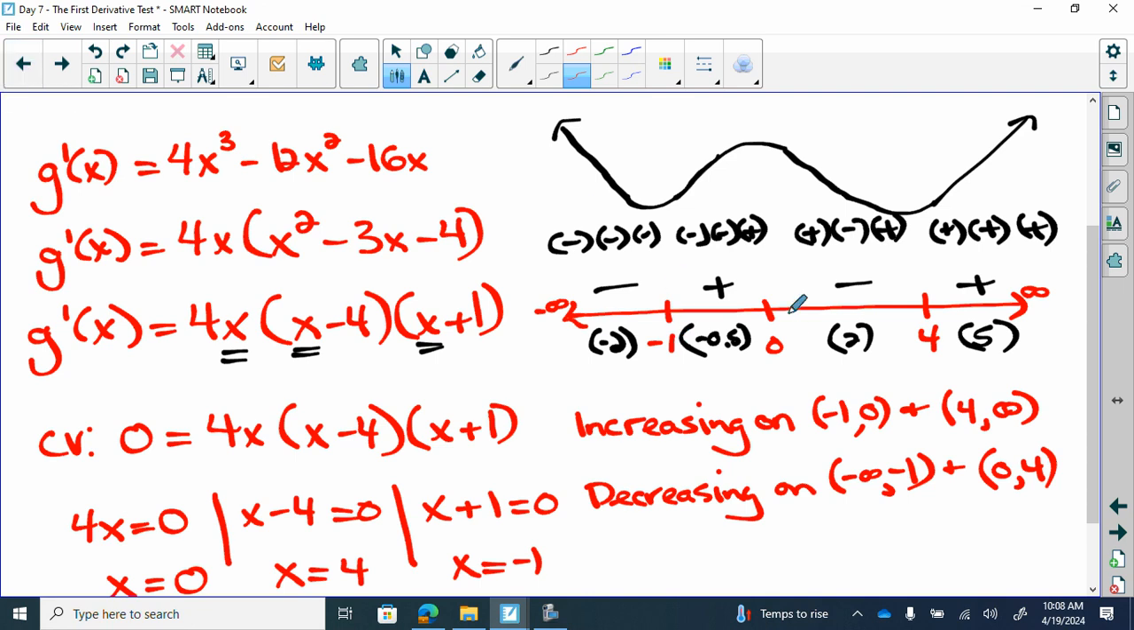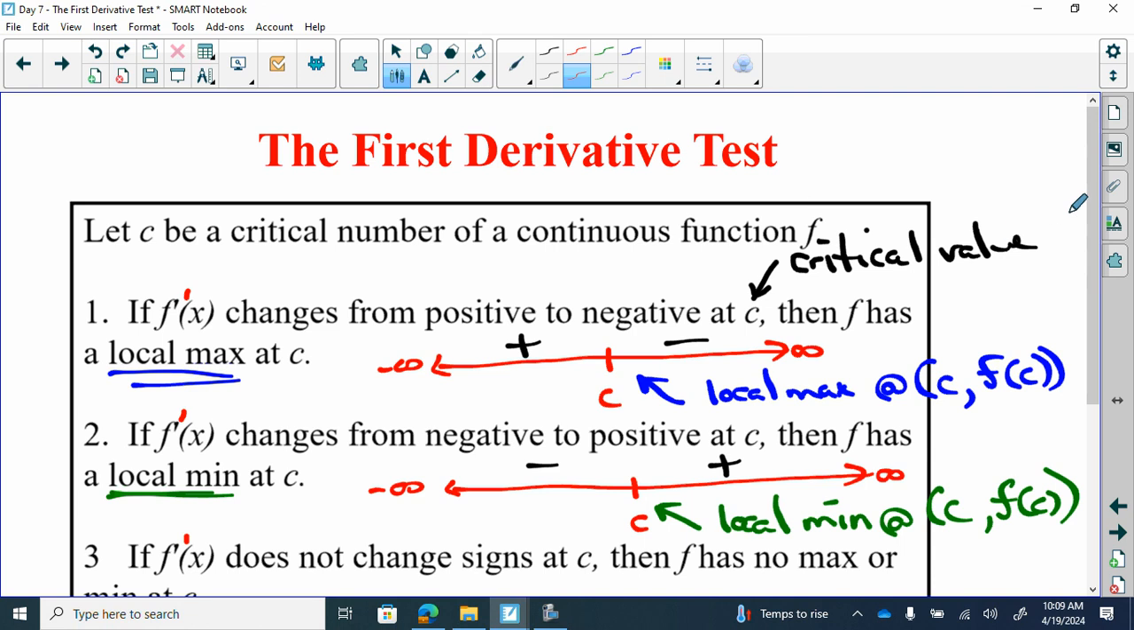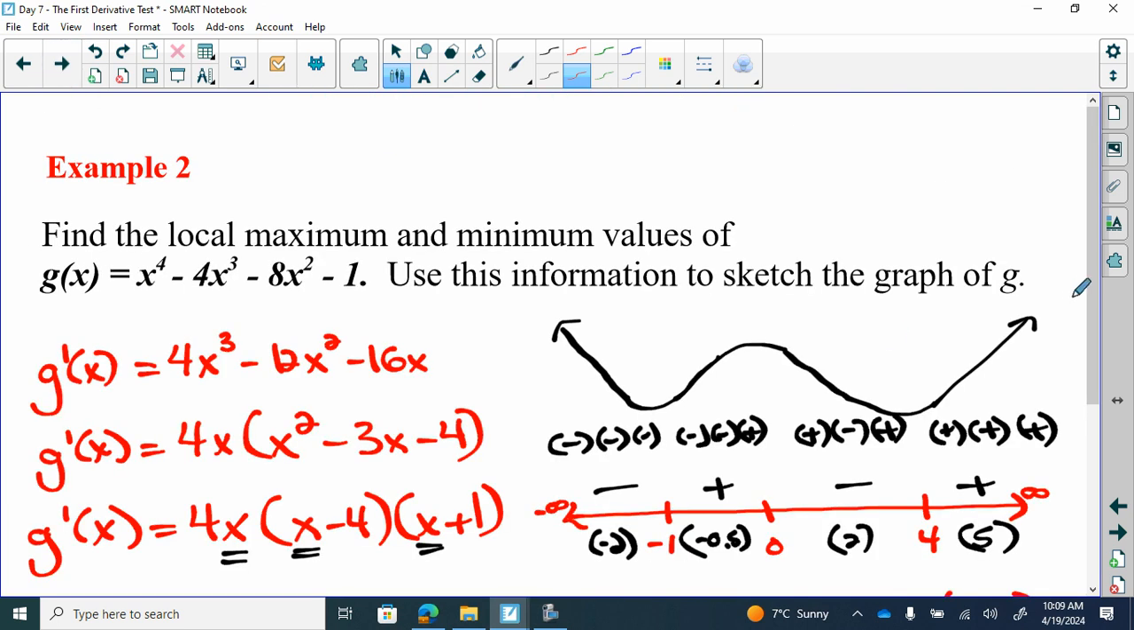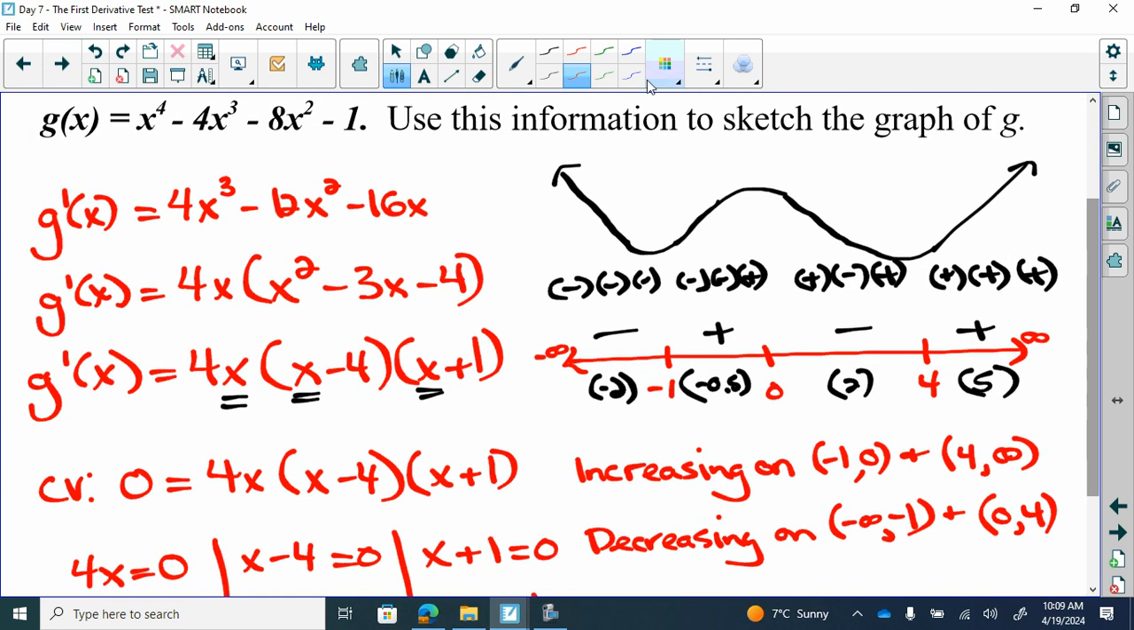Now let's refer to our notes on the last slide. And we're going to check -1, 0, and 4. What did we say on the last slide? If it goes from negative to positive at -1, what do you have there? Negative to positive. If I flip back, negative to positive gave me a what? A min. Positive to negative gives me a max. Okay? If it's positive, positive, or negative, negative, it's neither a max or a min. So what do we have at this situation right here?